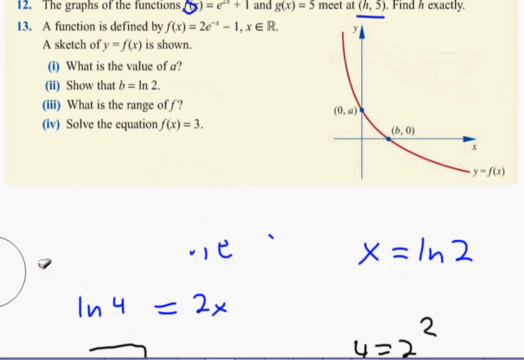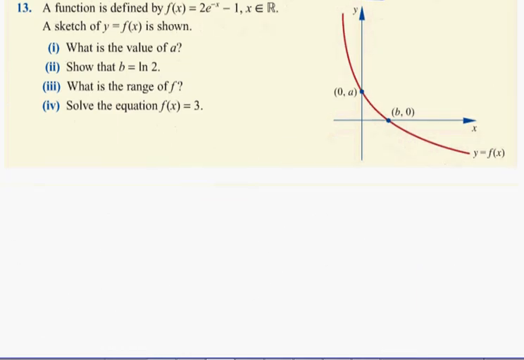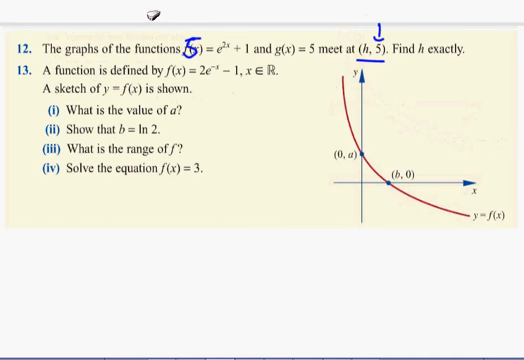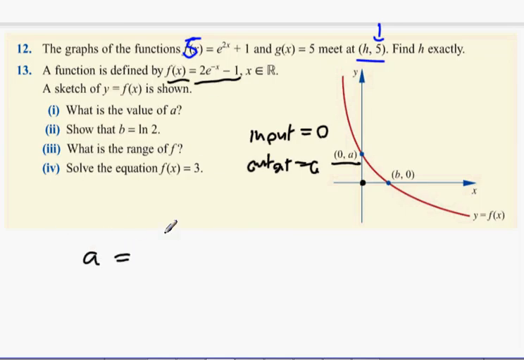So, next part, guys. A function is defined by 2e to the minus x minus 1. A sketch is drawn. Find the value of a. What's the input at this point? Input is 0. Output is a. Long story short, f of x is a, and input is 0.